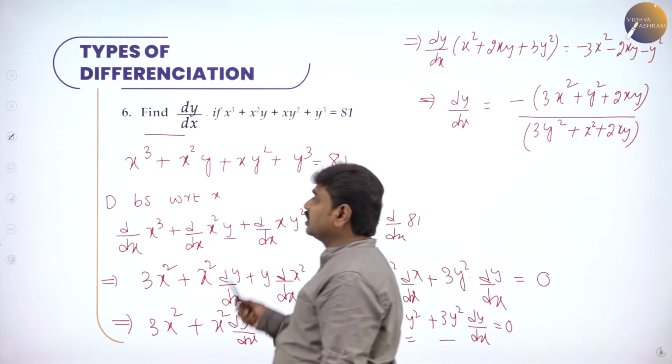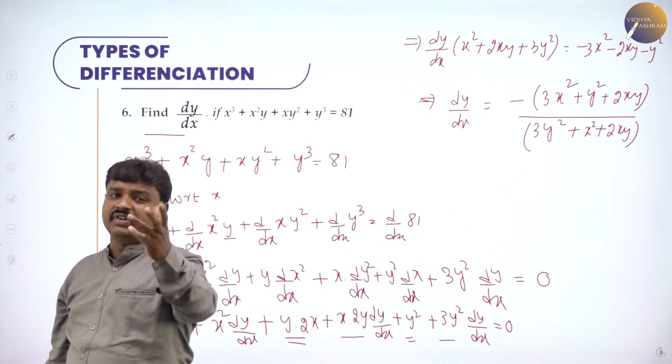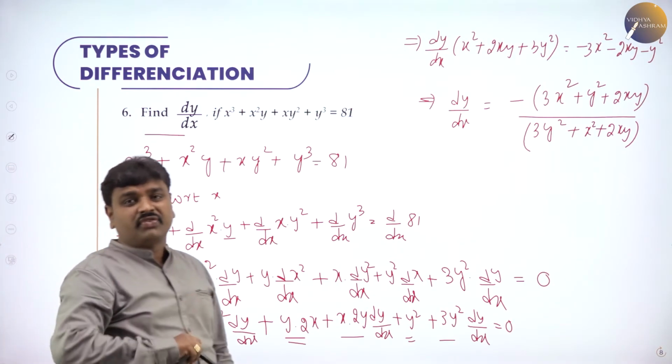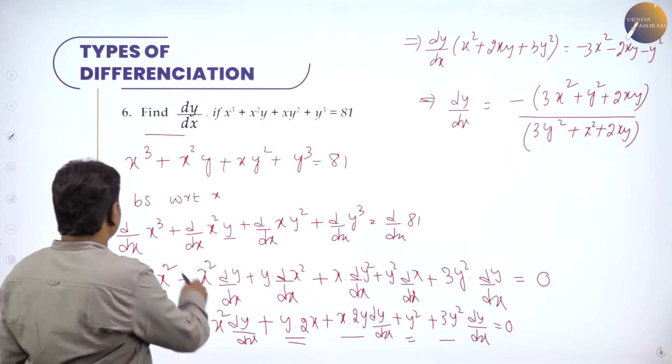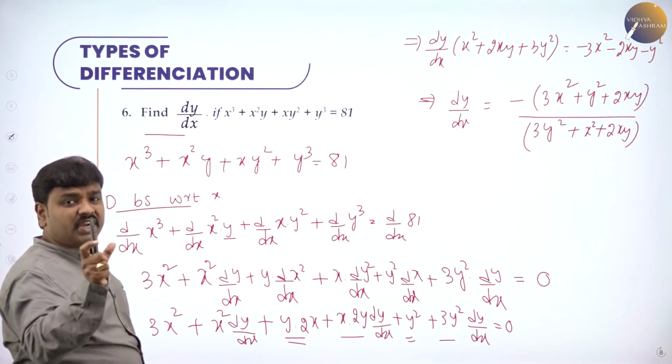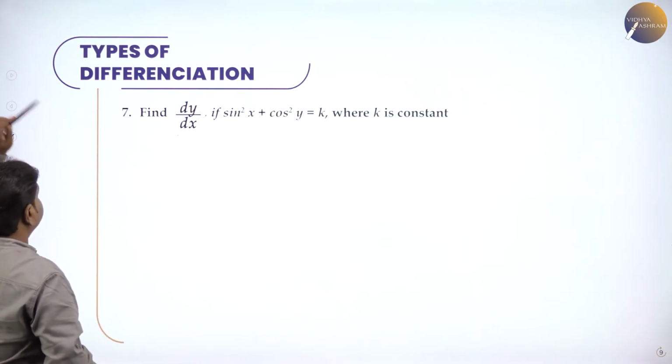So these are all what? Implicit functions. These are all the functions where y is not separated. When the function is not in the form y is equal to f of x, we call it implicit. Whenever it is implicit, the only method is what? Differentiate both sides with respect to x, group all dy by dx terms and make dy by dx the subject.